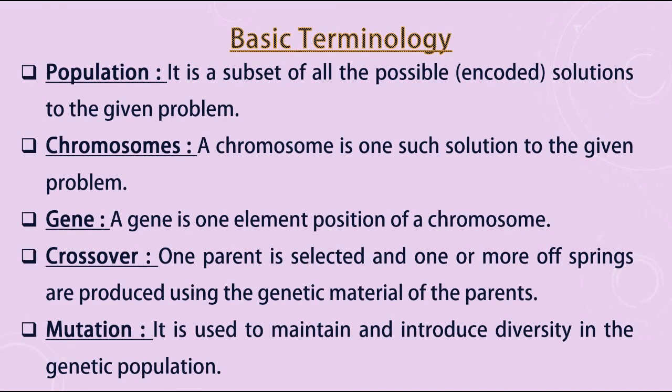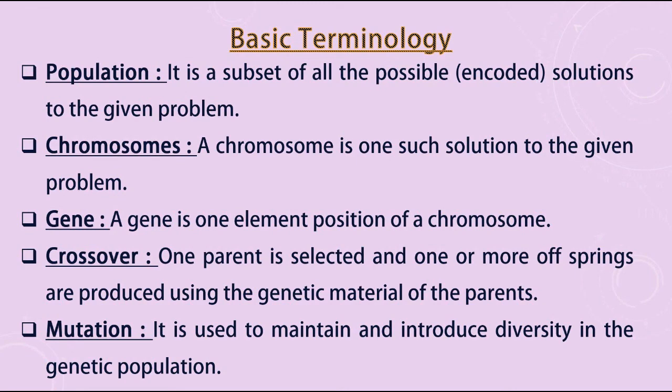Some basic terminologies are going to be used in the genetic algorithm, like population. Population is a subset of all the possible solutions to the given problem. Chromosomes: a chromosome is one such solution to the given problem. Gene: a gene is one element position of a chromosome.